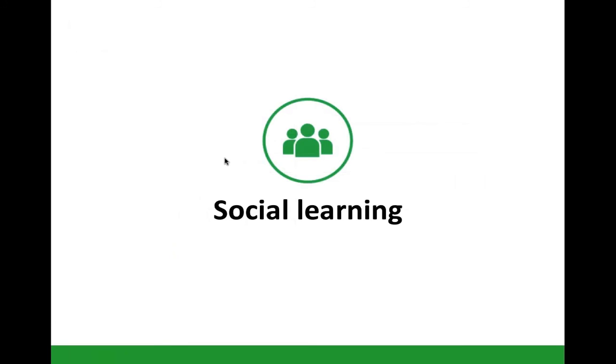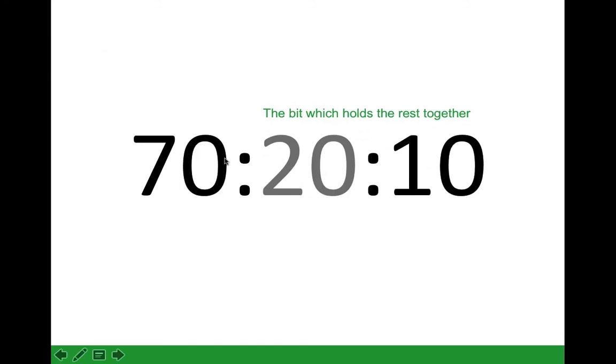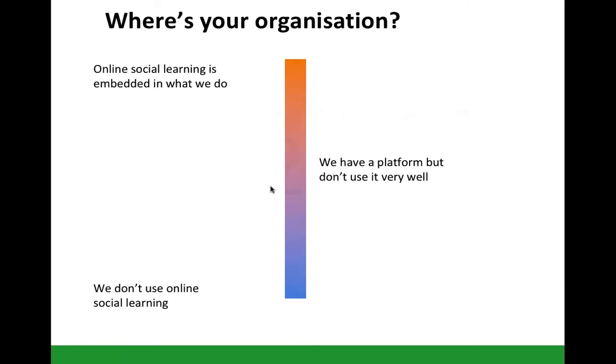The reason I think of social learning as part of the 70-20-10 is the way we talk about the 20 in the middle: it's the bit that holds the other things together. So formal learning, as well as the informal learning and the experiential learning in the 70, is held together by people learning with others, with their managers and with their peers. That's one reason I quite like the idea that it's in the middle, the 20, because it brings everything together. It's the glue that makes things happen.